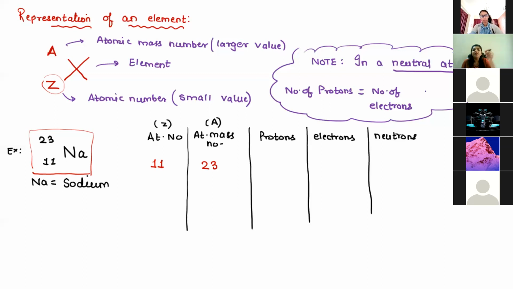What is protons? Can I say protons is equal to atomic number, because atomic number is proton number? Proton number will be equal to atomic number. So how many protons will be there in this? 11. Very good. Charvi, can you tell me how many electrons will be there?